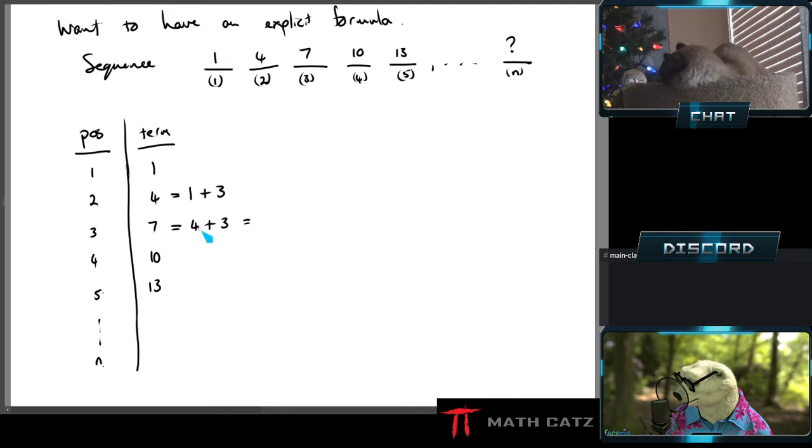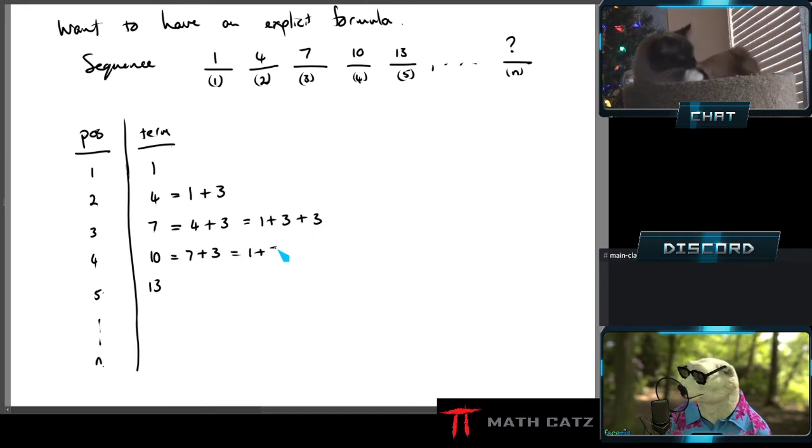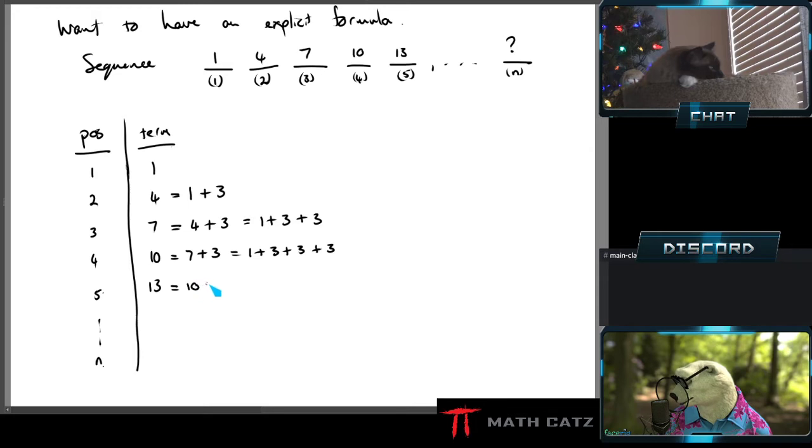This 4, however, is the previous term, which has its own expansion, 1 plus 3. And then this 3 is new, right? 10 comes from the previous 7 plus 3. But 7 itself has a more detailed version, 1 plus 3 plus 3. And then I have this extra 3. I'll do one more. 13 comes from the previous 10 plus 3. 10 itself can be expanded as 1 plus 3 plus 3 plus 3. And then I have this extra 3.